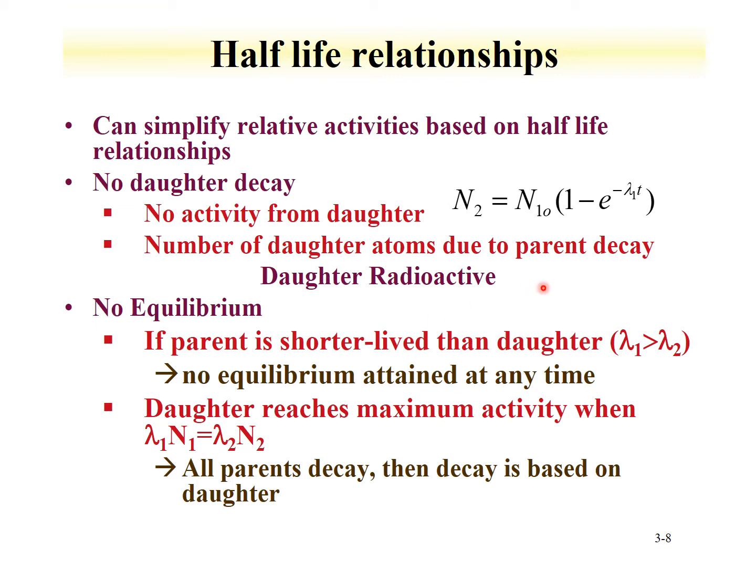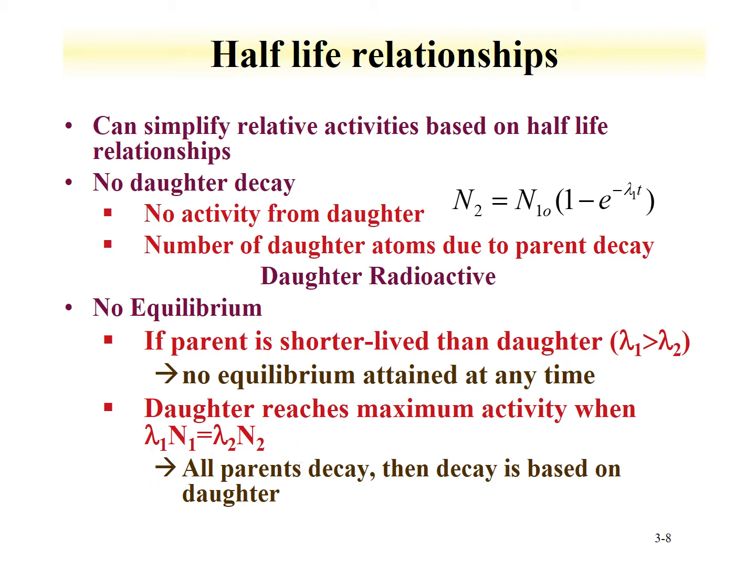And let's say the daughter is radioactive. There are a few different cases where there's no equilibrium. Equilibrium means that eventually the relationship between the decay of the parent and the decay of the daughter would be established. If the parent is shorter lived than the daughter, or if the decay constant of the parent is much larger than the daughter, no equilibrium is attained. The daughter reaches a maximum activity when this condition is solved.